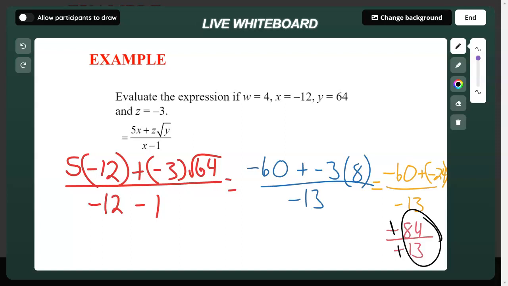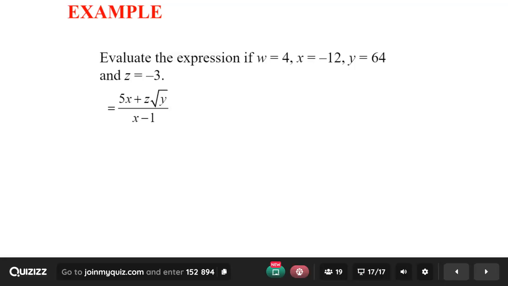That's it. Questions, comments, concerns? 3 out of 4 done. So tomorrow we'll finish properties. It should go a little bit faster.